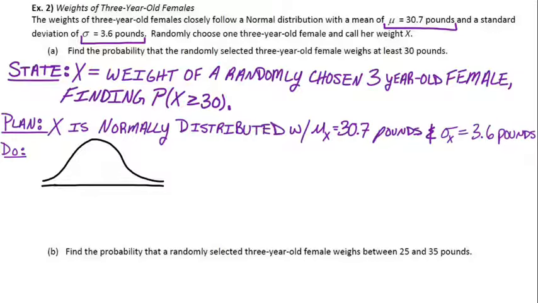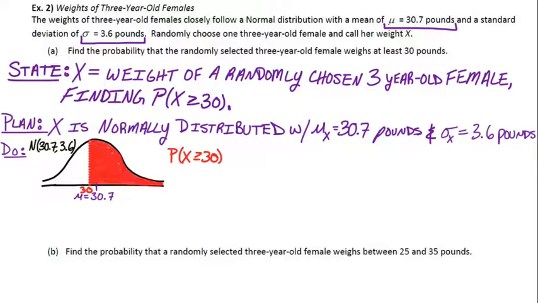Sketch a normal curve, put the mean smack dab in the middle, give it a label, and then we can mark off 30, because that's our probability. What's the probability that we get one bigger than 30? So mark off 30 and shade everything above it. Should be over half, by the way we shaded it, right?